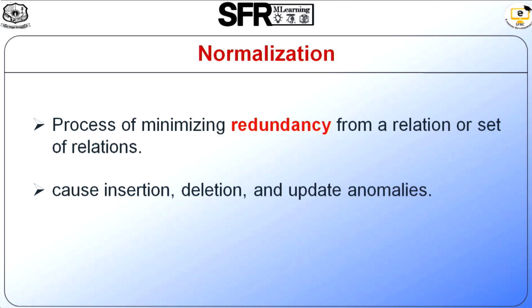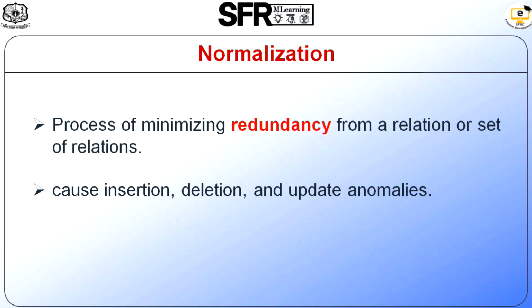So first we see what normalization is. It is a process for minimizing data redundancy in a set of tables or relations. If data is redundant, it may cause insertion, deletion and update anomalies. Anomalies mean a confusion that takes place when you insert, delete or update the data.